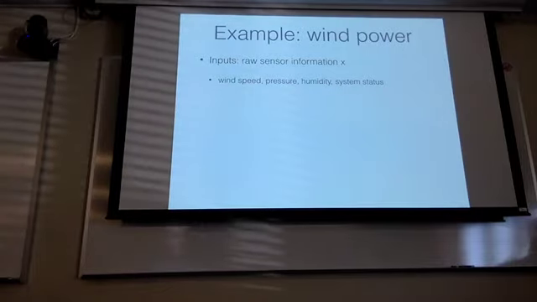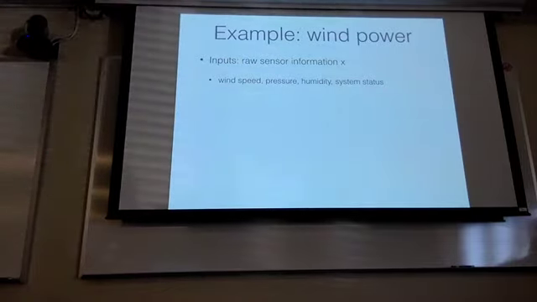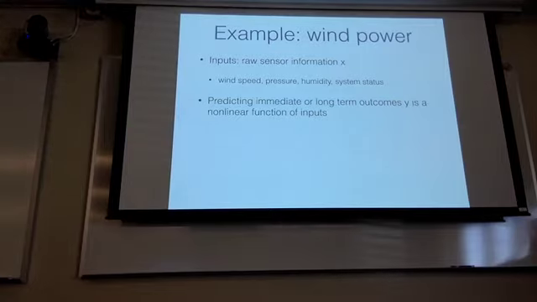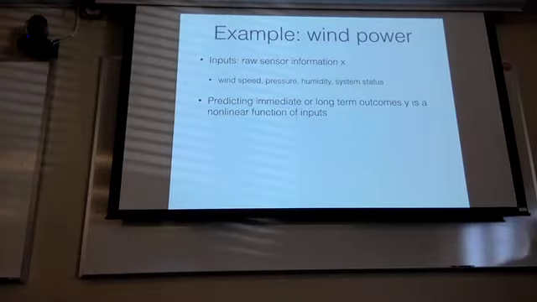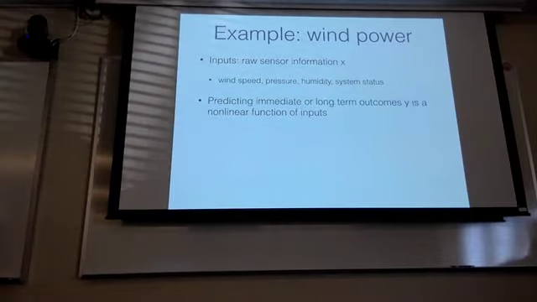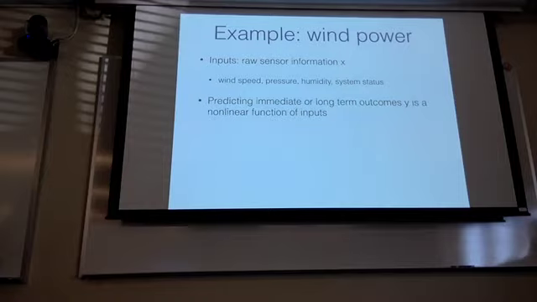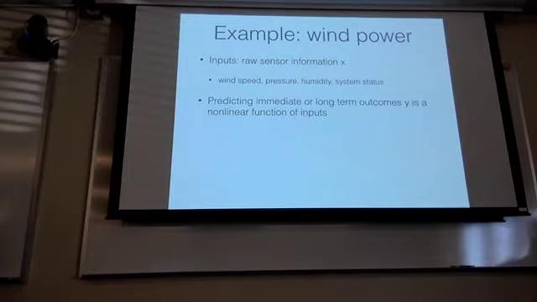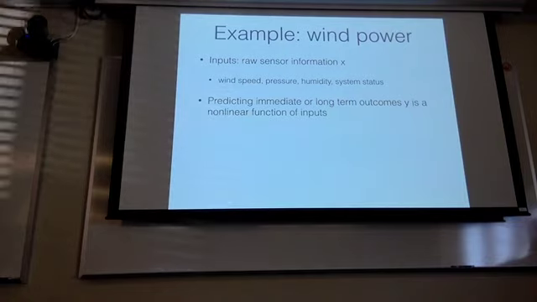All right, so as part of this, I'm going to have a very standard machine learning setting, but again, keeping in mind this world that I'd like to do prediction in. We're going to have some kind of raw input sensor information, and we call this our vector X. This could be things like wind speed, or it could be other pieces of information about the environment, like the humidity, system status, and so on. And I'd like to use all this information to then make predictions about some outcomes.